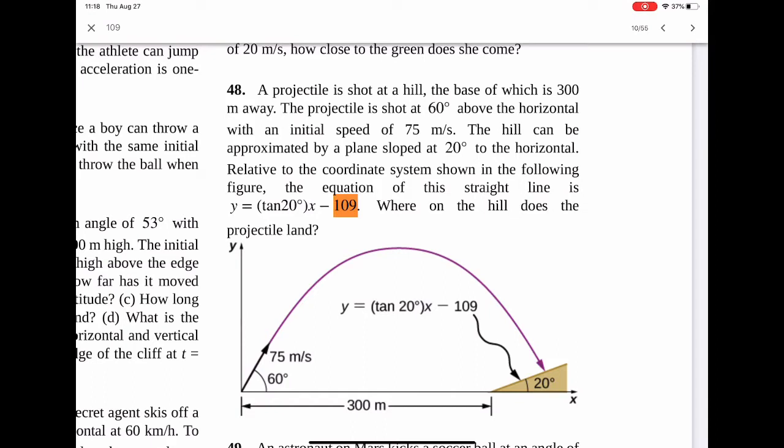Now the hill can be approximated by a plane sloped at 20 degrees to the horizontal. So relative to the coordinate system shown in the following figure, the equation of the straight line is y is equal to tangent 20 degrees multiplied by x minus 109. So we have to find basically where on the hill the projectile lands. So we have to find the delta y, or y, where it will land on the hill.